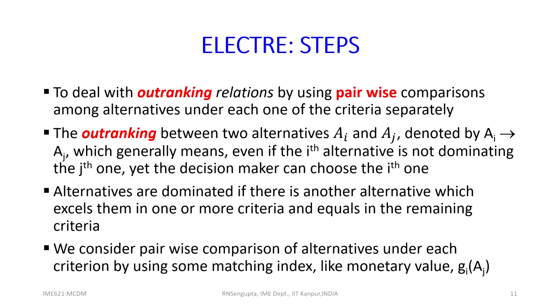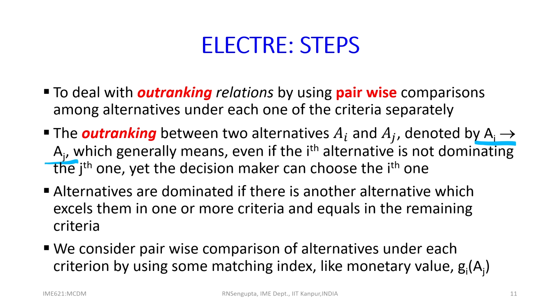Then you take criteria 1, do it for A1, A3, then take criteria 2, do it for A1, A3 and continue in this way. The outranking between two alternatives Ai and Aj, which we have already seen, is denoted by Ai is better than Aj, which generally means that even if the ith alternative is not dominating the jth one, yet the decision maker can choose the ith one, because the bundle of positive things, concordance, is more than the discordance concept.